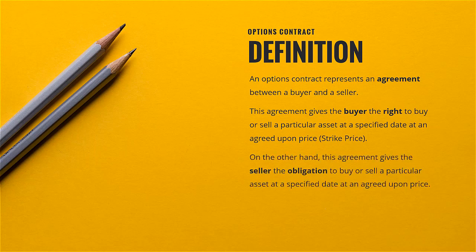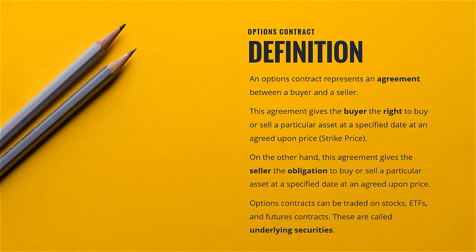On the other hand, this agreement gives the seller of the contract the obligation to buy or sell a particular asset at a specified date at an agreed upon price. Essentially, if you buy options, you hold the rights to the contract, and if you sell options, you carry the obligation to the contract. Option contracts can be traded on stocks, ETFs, and futures contracts. These are also called underlying securities.